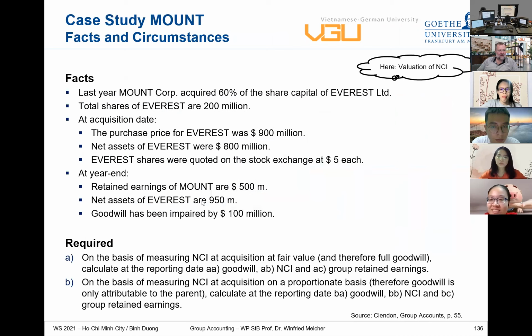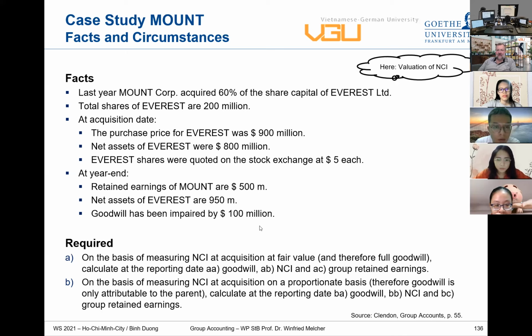As you can see on page 136, here you have the facts and circumstances. Mount acquired 60% of the share capital. Total shares were 200 million, purchase price 900 million, net assets 800, and there was a stock quote of each share offered there at 5 euros. So we have a market price for those shares.